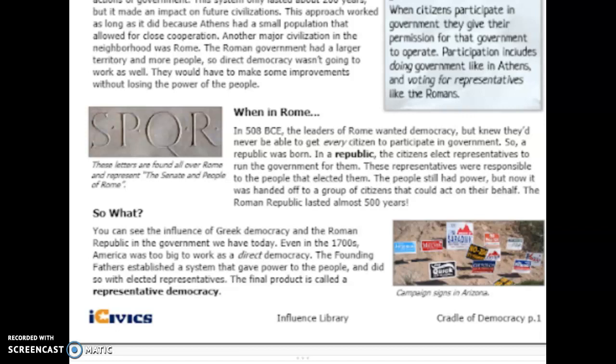So what? You can see the influence of Greek democracy and the Roman Republic in the government we have today. Even in the 1700s, America was too big to work as a direct democracy. The Founding Fathers established a system that gave power to the people, and did so with elected representatives. The final product is called a representative democracy.